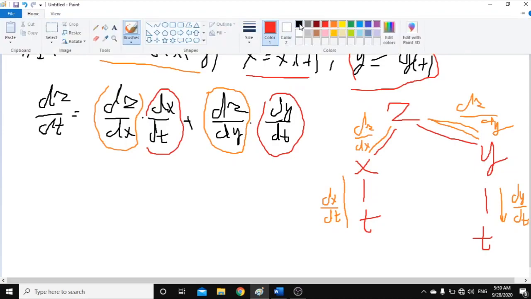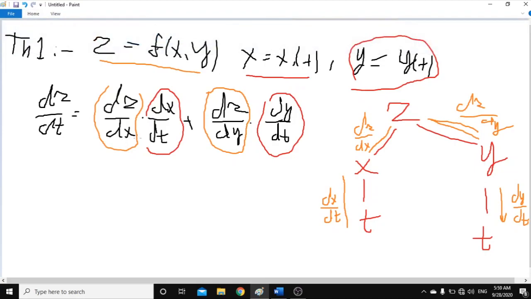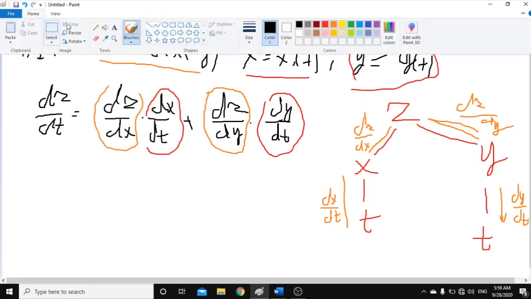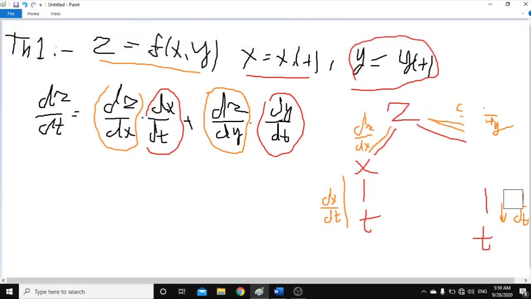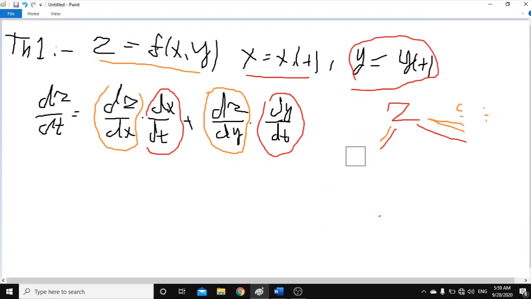The second theorem is kind of the same, but the z consists of three variables, not two. So this is the only difference. Let me make a diagram for you again, so you can understand how it comes.